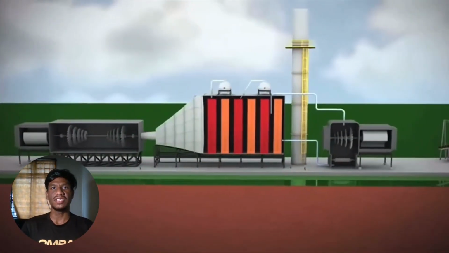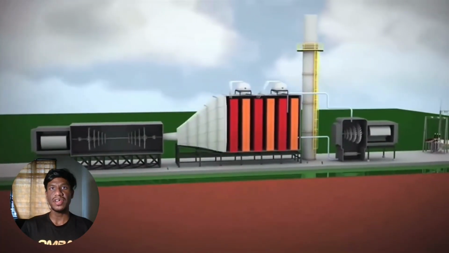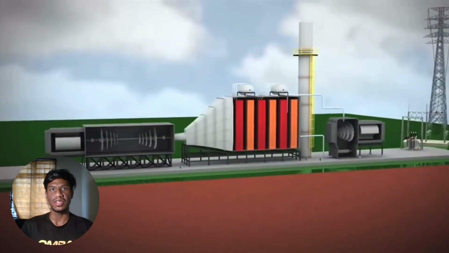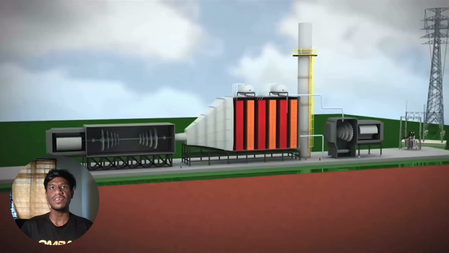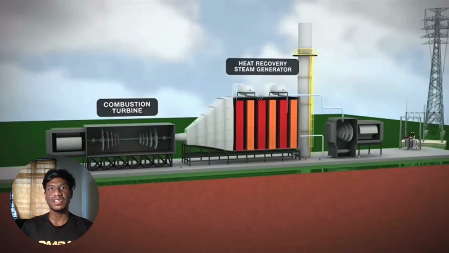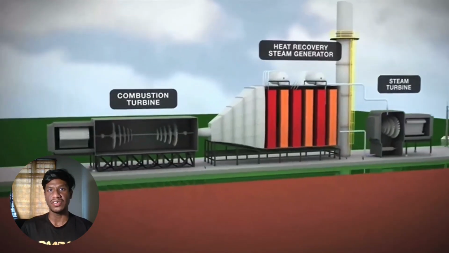Combined cycle technology enables power plants to generate 50% more electricity from their fuel than with a conventional single cycle power system. Under this dual phase system, two combustion turbine generators operate in conjunction with two heat recovery steam generators and a steam turbine generator.